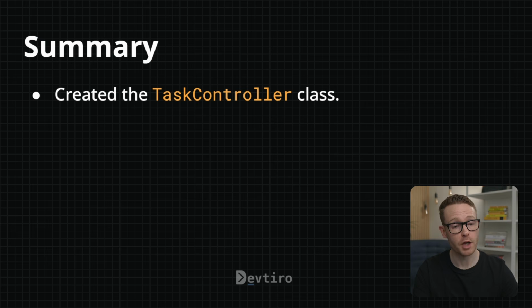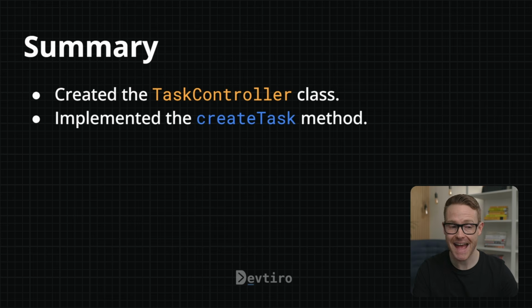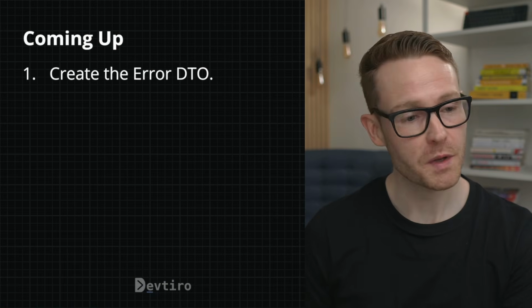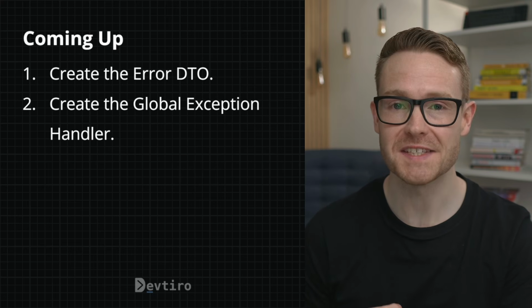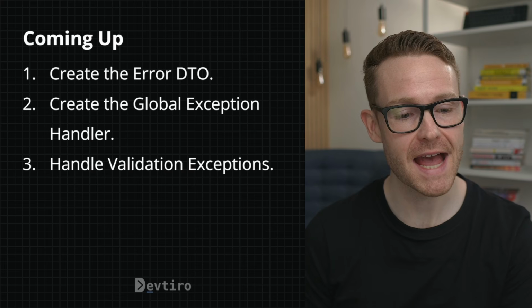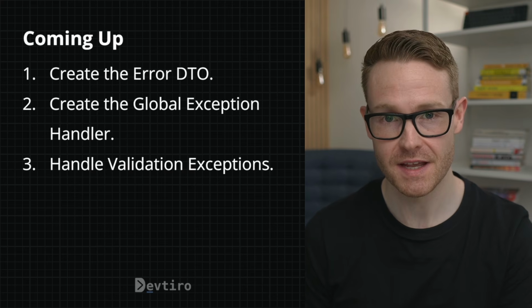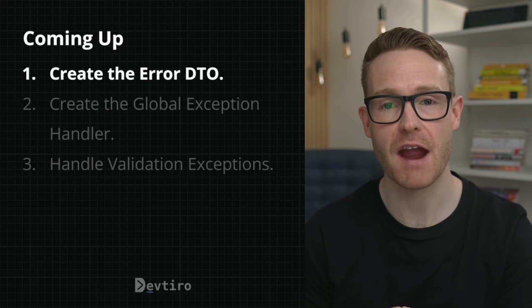So in summary, we created the task controller class and we implemented the create task method. Remember we added those validation annotations and I mentioned they throw exceptions? Well, in this lesson, we'll handle those exceptions. Here's what we have coming up in this lesson. We're going to create the error DTO. We're going to create the global exception handler, and we're going to handle validation exceptions. So let's get started and create the error DTO.